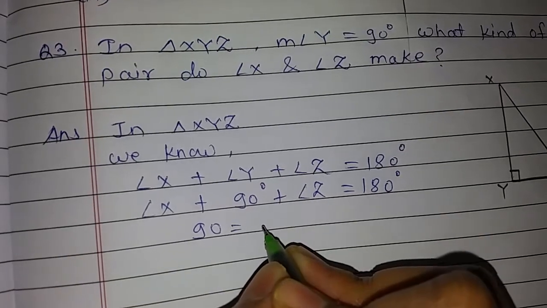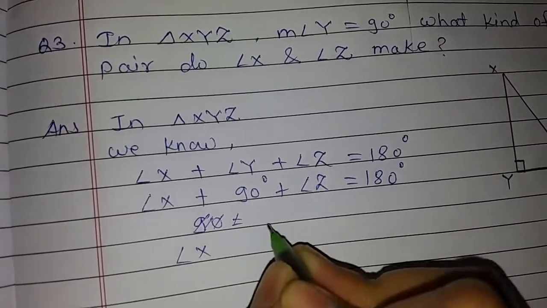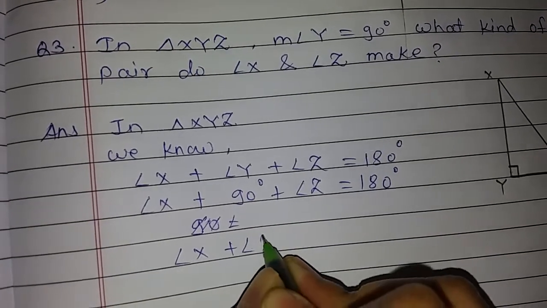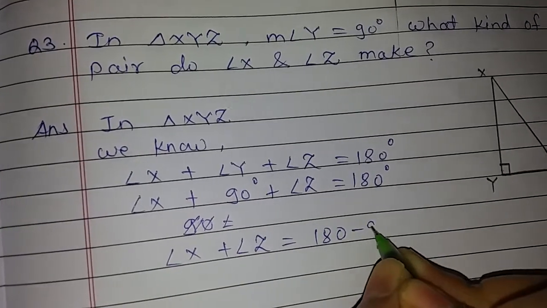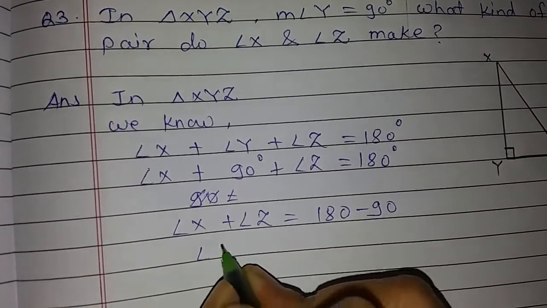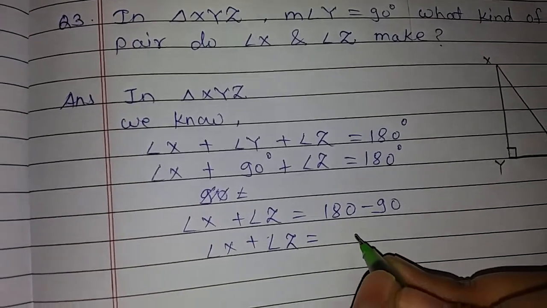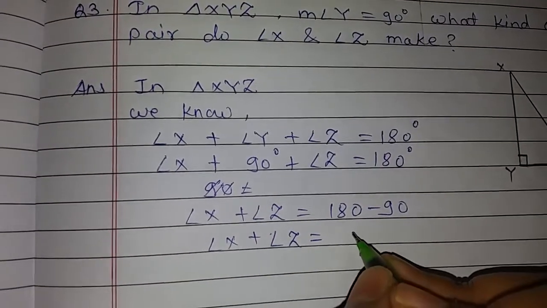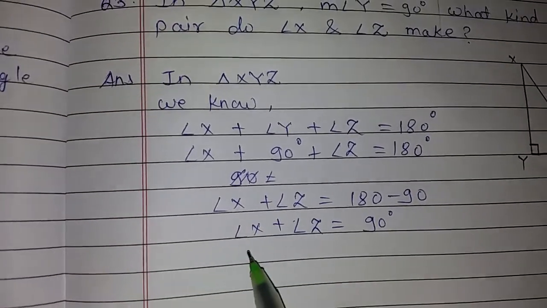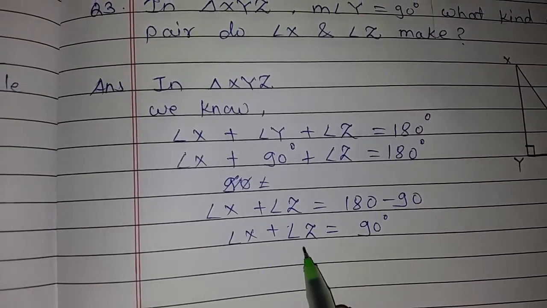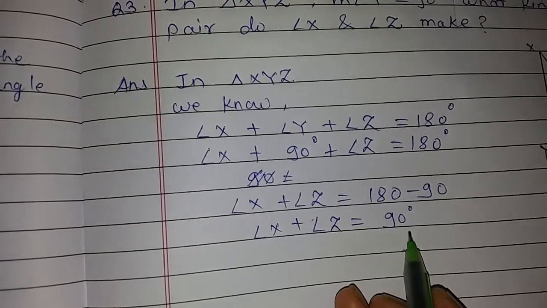So angle X plus angle Z is equal to 180 minus 90. 180 minus 90, subtraction is 90 degree. Means the addition of angle X and angle Z is 90 degree. 90 degree means which angle? Complementary angle.